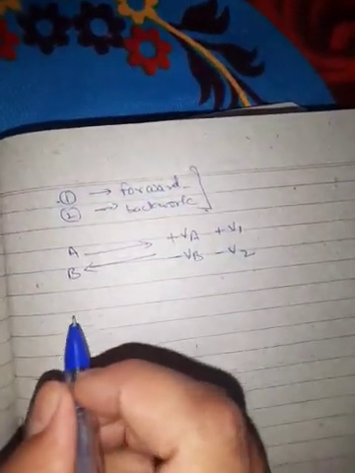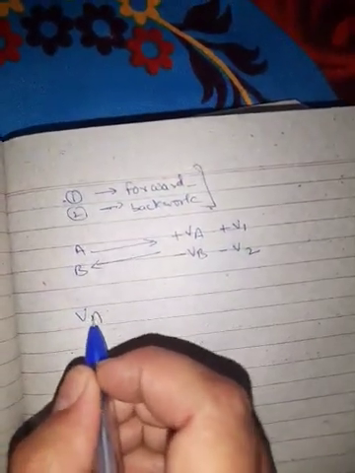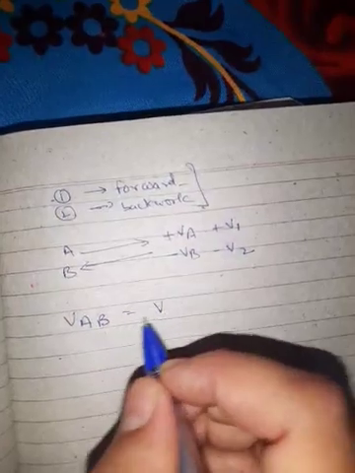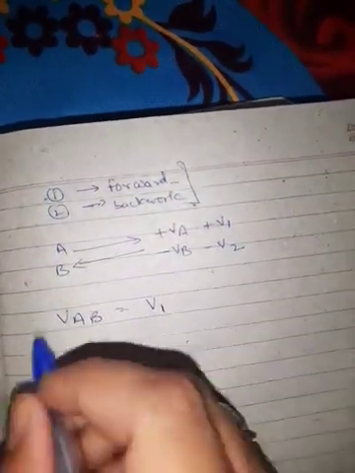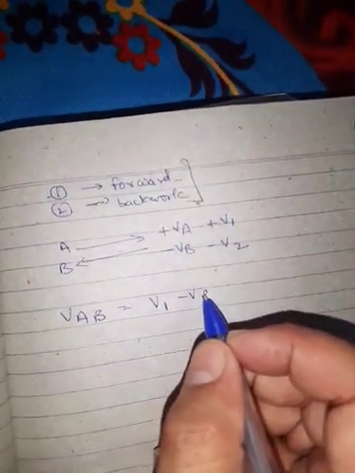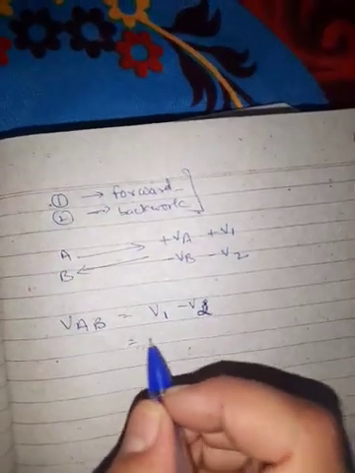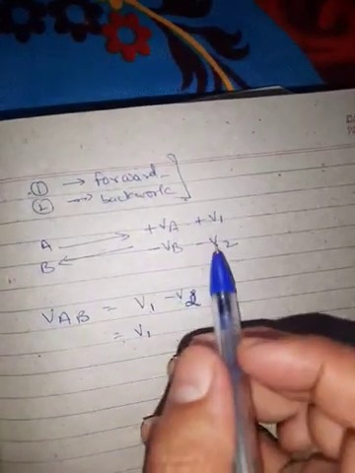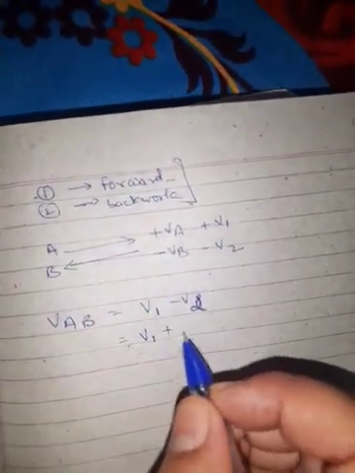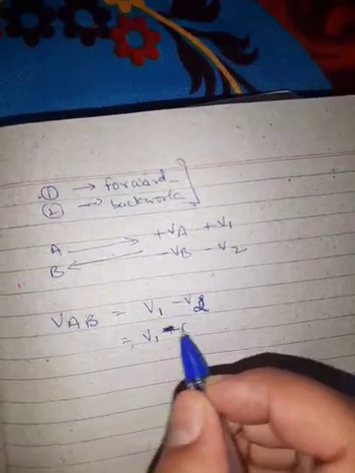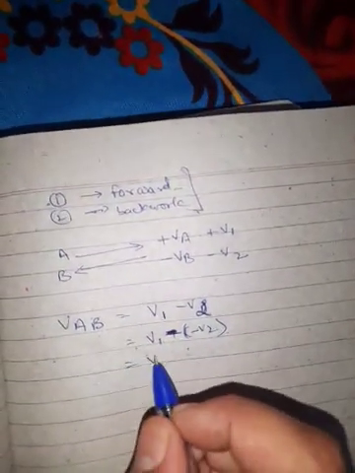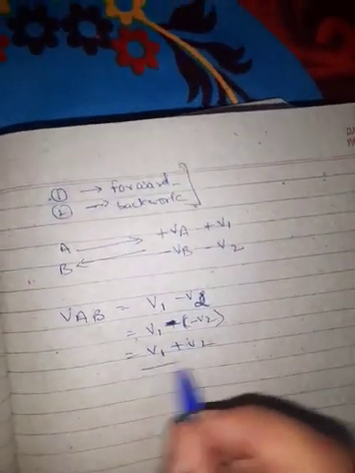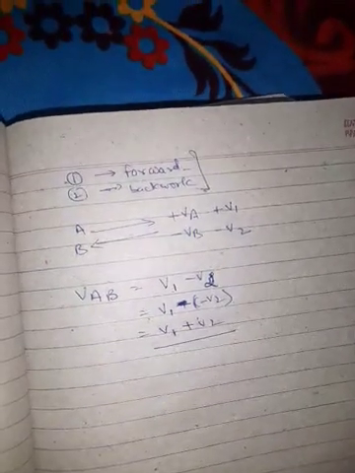So at that time we will find the velocity of A with respect to B. Velocity of A with respect to B. So we can write that velocity of A is V1 and velocity of B is V2. Okay students, listen: if V1 is moving forward, we can say it is plus. Clear? And V2 is moving backward, so it will be minus V2. So it becomes V1 plus V2.